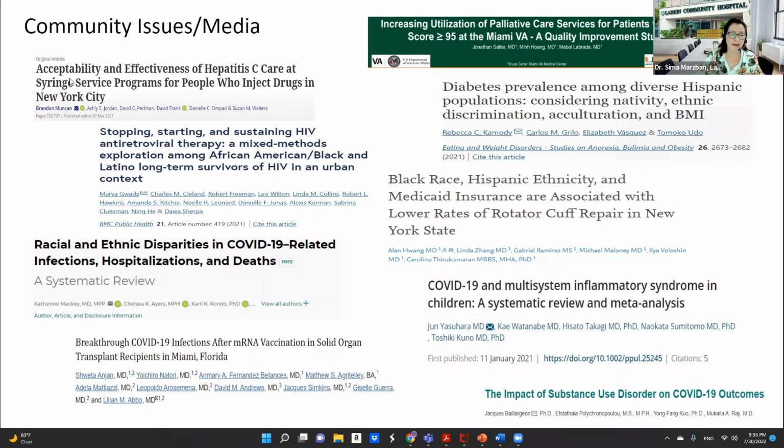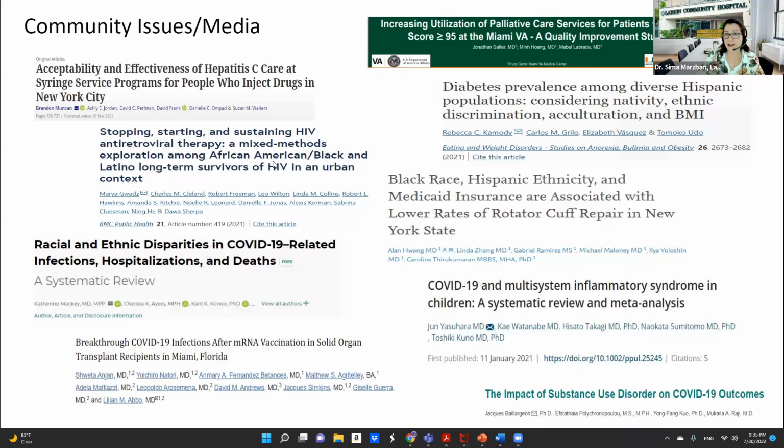For example, here you see acceptability and effectiveness of hepatitis C care for people who inject drugs in New York City. It's relevant to an ongoing important issue in a city. Stopping, starting, and sustaining HIV therapy, a mixed method study among African American, Black, and Latino long-term survivors of HIV. You see, that's an ongoing issue and problem with a part of the population.